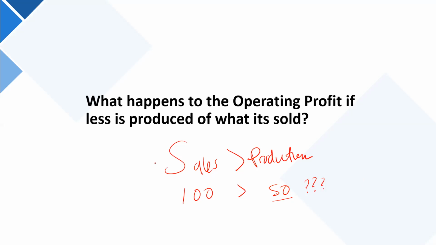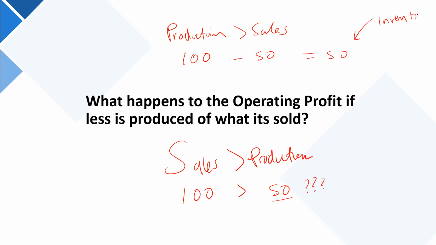What happens when I produce more of what I am selling? If I produce 100 and I am selling 50, you remember what this thing was called? Era lo del surplus, bueno, como un excedente. Inventory, right? So what happens if I am selling more of what I'm producing in one period?